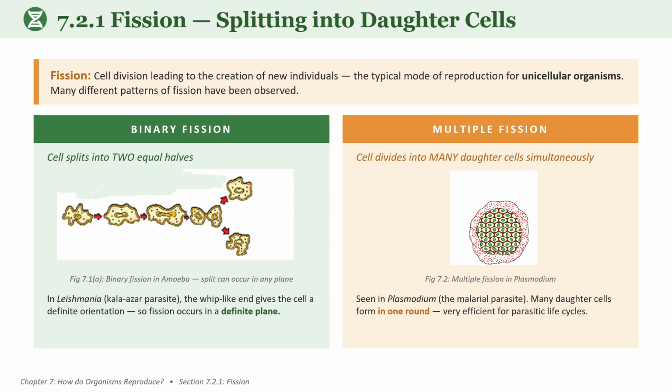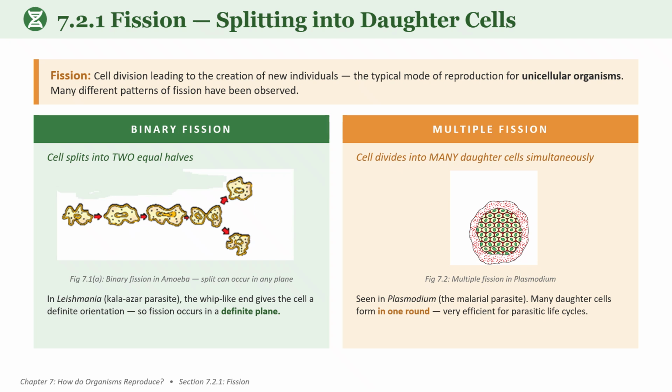Example we can say Plasmodium. Plasmodium is nothing but the malarial parasite. And what is the importance of this one? It produces a large number of offspring at one time. At a single time, a large number of offspring are produced, and it helps the parasite to spread rapidly.